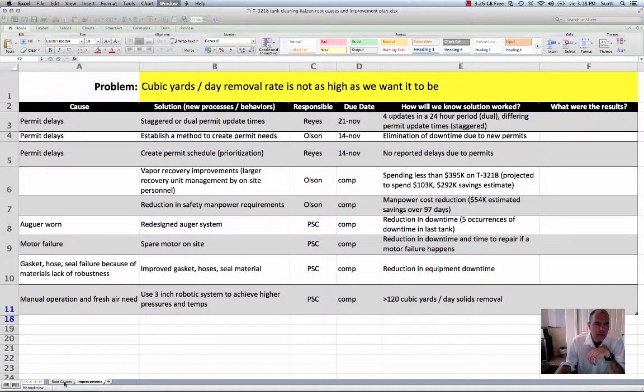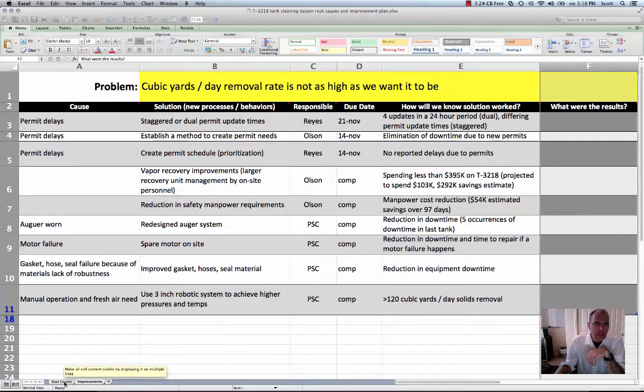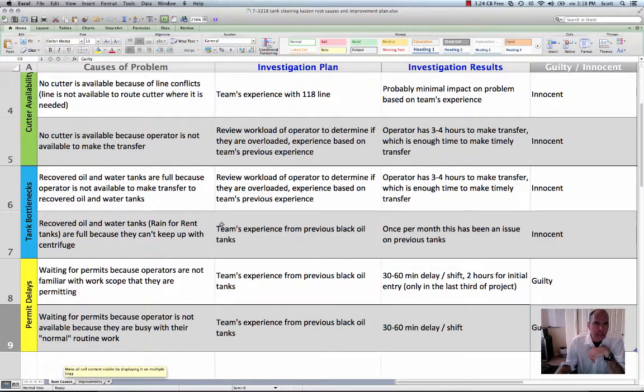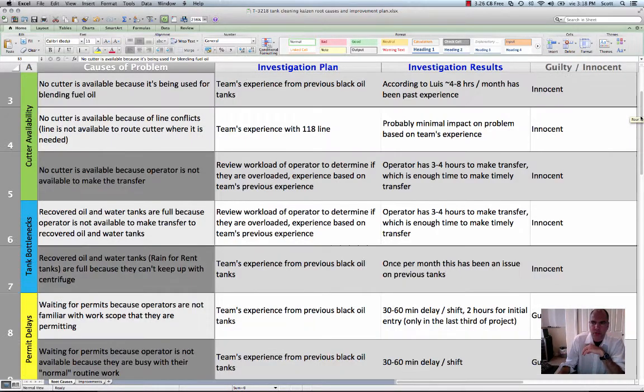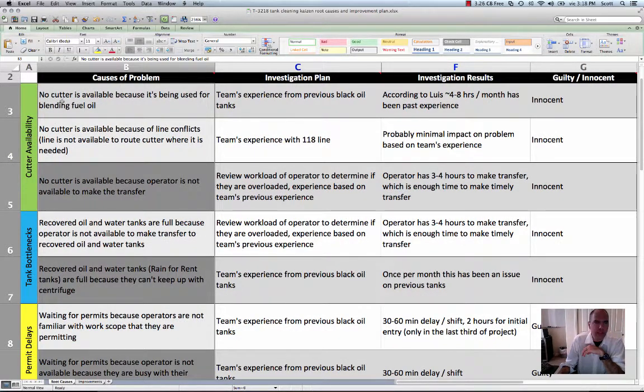coming up with the root cause analysis plan. A lot of times what happens is we'll just start with the cause of the problem. This first column here is what was actually on the post-it. We just wrote in our root cause analysis plan the top causes that got the most votes that we've agreed we should focus on.